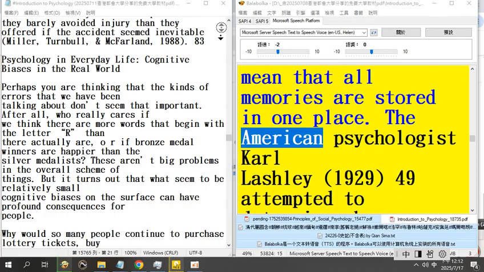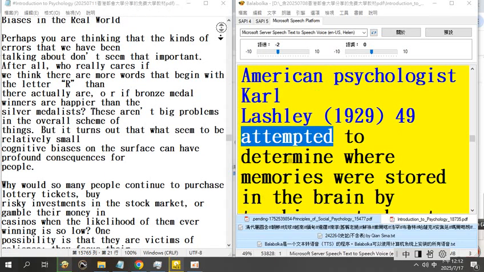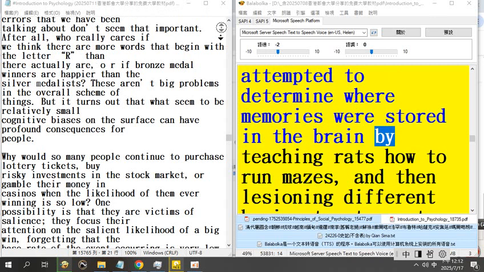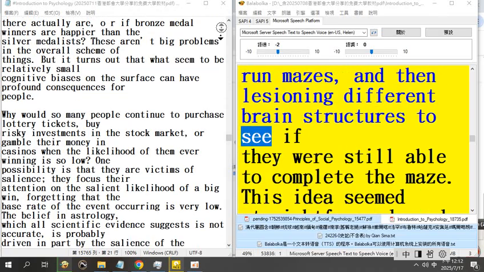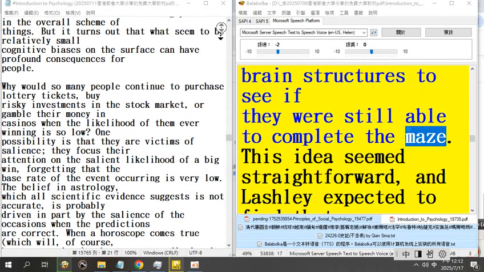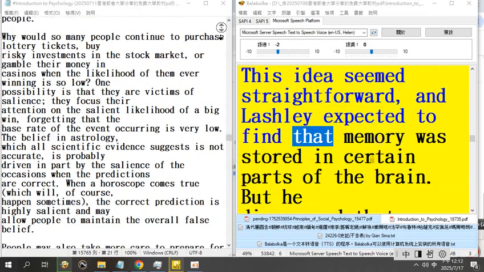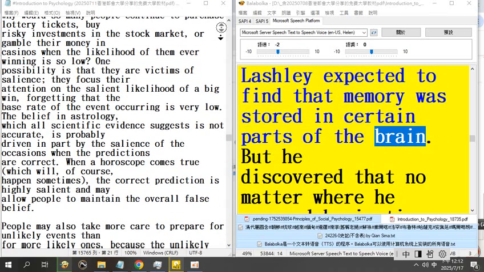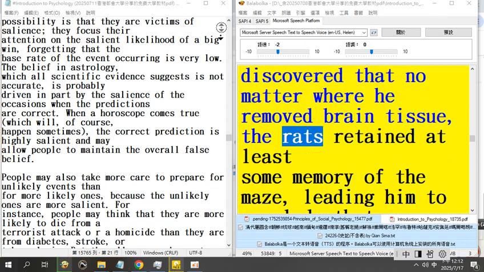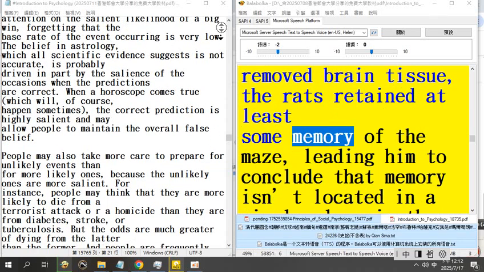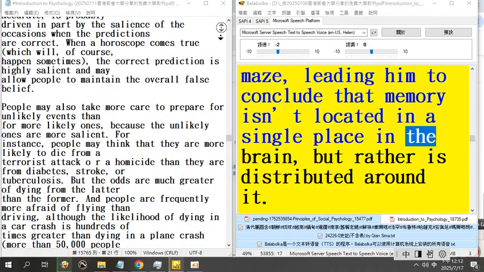The American psychologist Karl Lashley (1929) attempted to determine where memories were stored in the brain by teaching rats how to run mazes, and then lesioning different brain structures to see if they were still able to complete the maze. This idea seemed straightforward, and Lashley expected to find that memory was stored in certain parts of the brain. But he discovered that no matter where he removed brain tissue, the rats retained at least some memory of the maze, leading him to conclude that memory isn't located in a single place in the brain, but rather is distributed around it.